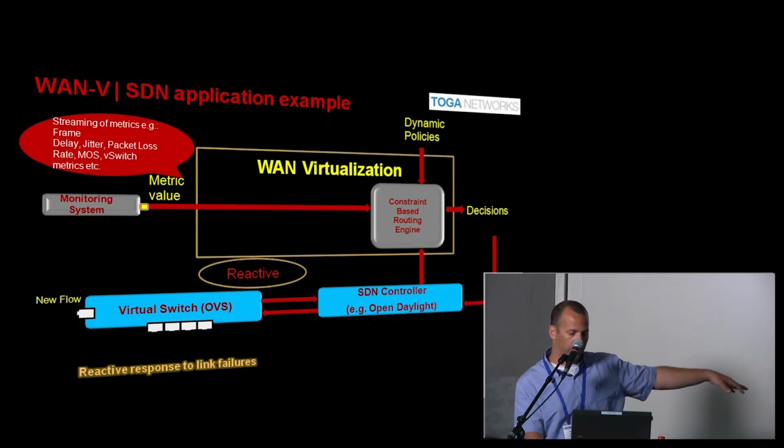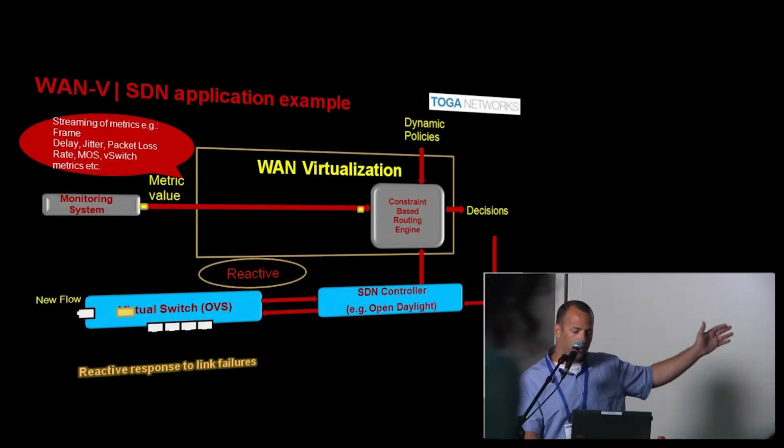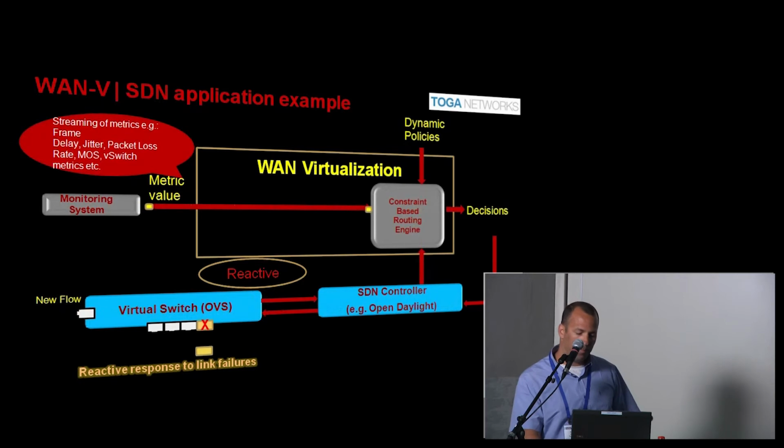Now I will run the simulation, and you will see a packet goes in. It is registered in the engine, and it goes through link number 4. Now there's a failure. The engine responds to this failure, and it reroutes it to link number 1.